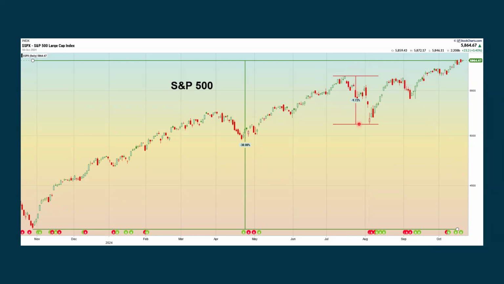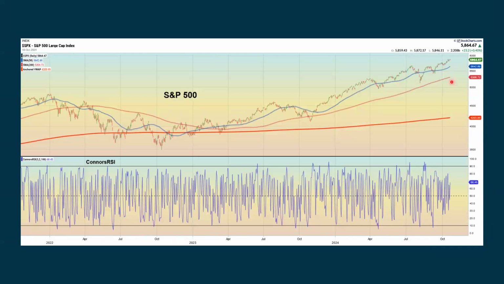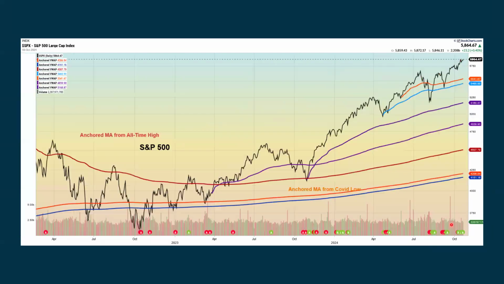The reason I have this marked in here, sometimes when we go up, like we did in the summer months, and then we pull back, we were measuring to see how far down are we going because the definition of a correction is 10% or more. And we got really close to that 10% level before we started seeing buyers coming back in. So we keep an eye on that if we start to decline. The Connors RSI is an oscillator, and we look for extreme positive or negative readings. We're not getting those right now.